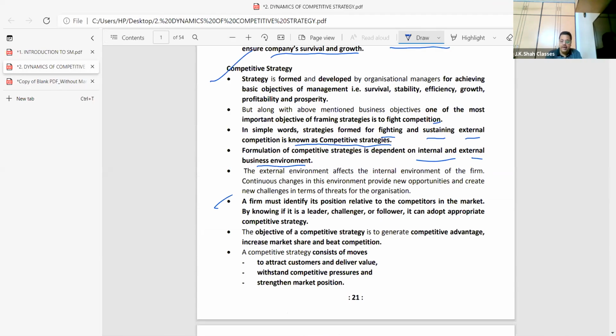a firm must identify its position relative to the competitors in the market by knowing if it's a leader, challenger, or follower. It can then adopt an appropriate competitive strategy. The objective of a competitive strategy is to generate competitive advantage. Competitive advantage means what? I am better than the other competitors. Simple. Increase its market share and beat competition. Why? To attract customers and deliver value.